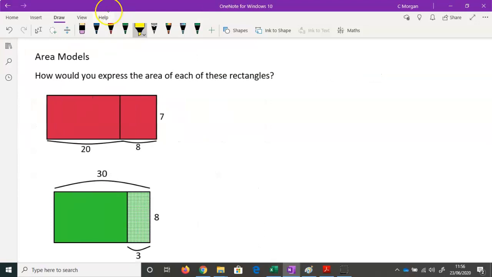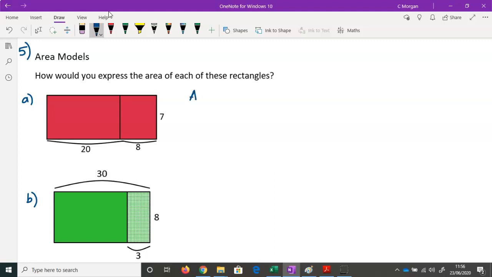Now, for my 5th task, I'd like you to figure out how you would express the area of each of these rectangles if I gave you the dimensions that you can see. For the first rectangle, it's the area of the entire thing, but for B, it's only the deeply shaded area. The little hatched bit on the right hand side has been cut off.